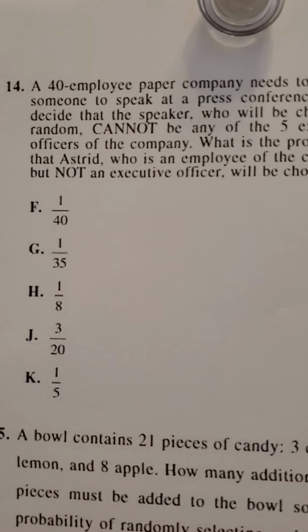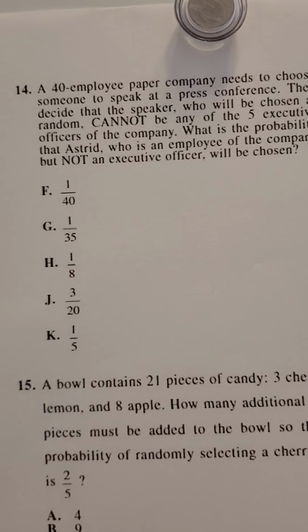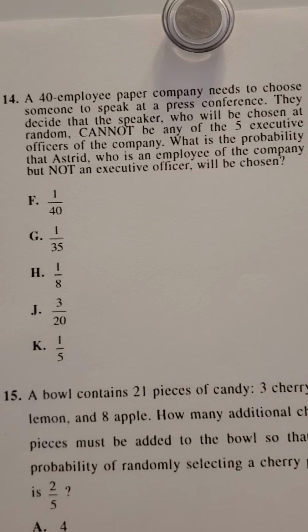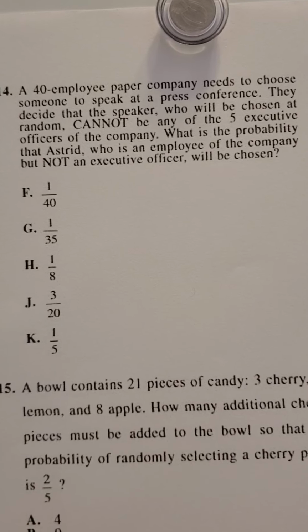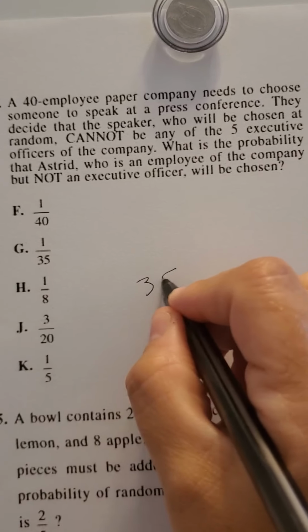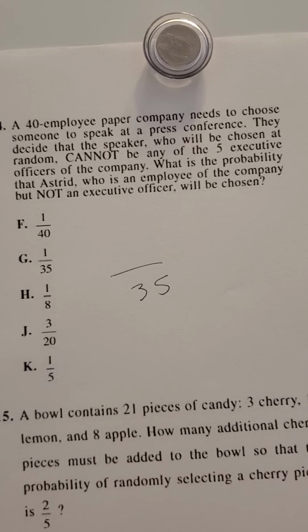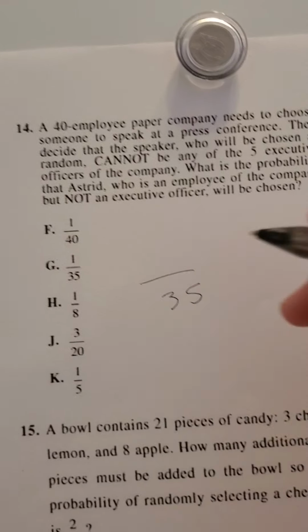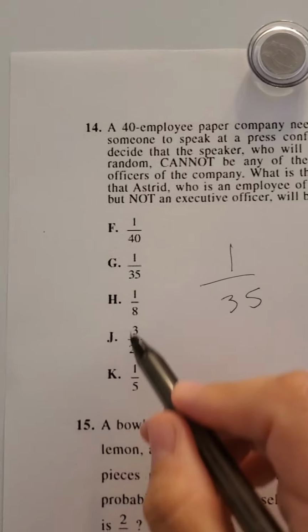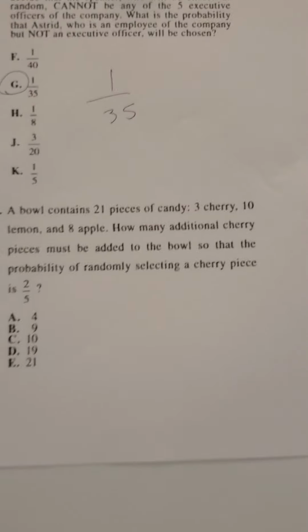All right, 14, 40 employees. They're wanting to speak at a press conference. They cannot be one of the 5 executive officers of the company. So now I'm down to 35 people, right? And they want to know what is the probability that Astrid, one of the employees, will be chosen. So that's only one person, 1 out of 35. So my answer is G. Make sense? All right, 15.